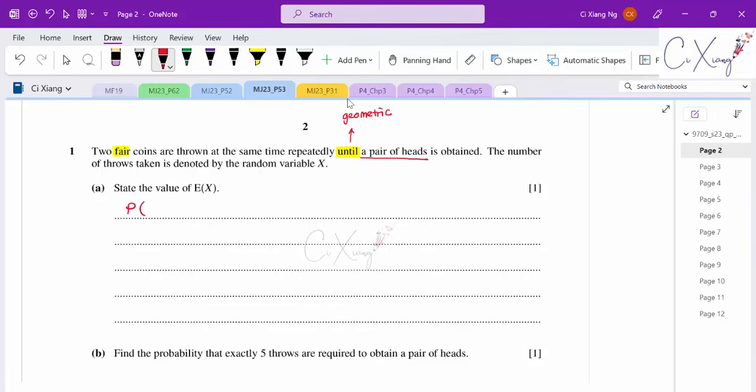To get the probability of obtaining a pair of heads, we have 2 coins, and they are fair. So the first coin getting a head is 1/2, the second coin also is 1/2. Therefore, the probability of getting a pair of heads will be 1/4. Which means I have the geometric distribution with parameter p equal to 1/4. And they're asking for the expected value of x, which basically is the mean. So what is the mean for the geometric distribution?